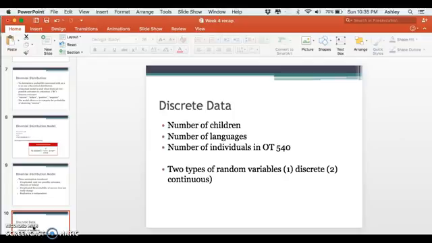And here again are examples of what that looks like. Number of children, number of languages that a person knows, and the number of individuals in a classroom. Okay? If a random variable is discrete, its probability distribution is called discrete probability distribution. And I will provide an example of this.